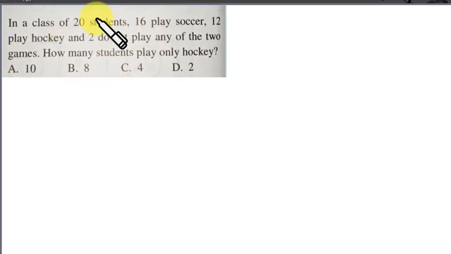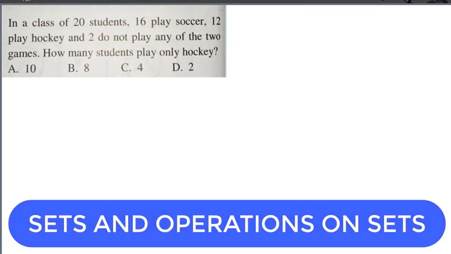Now we are talking about a class of students doing one sport or the other, and we are seeing only soccer and hockey. So this gives us the idea that we are dealing with a two-set problem, and to do that we can use the Venn diagram, or we can also use some sort of expressions. So the first way to do this is to use the Venn diagram. So let me try to gather some data here.